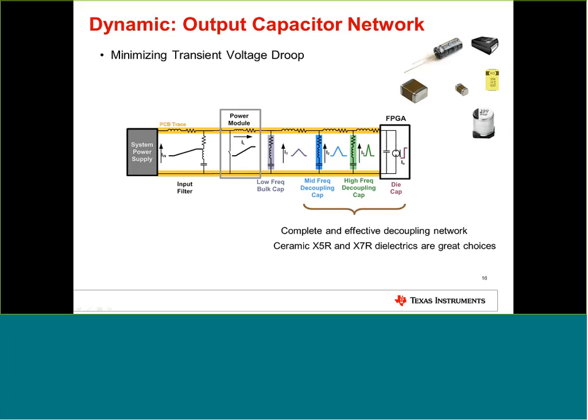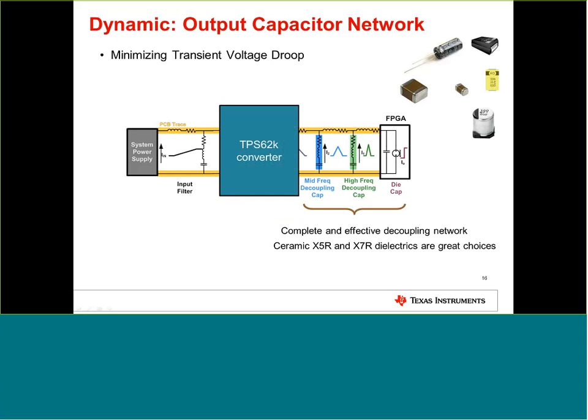If we can use a DC-DC converter for this FPGA power rail from, for example, the TPS62K family of TI, then normally we don't need the big bulk capacitance anymore, because these devices have a very, very fast bandwidth. Normally we only need small, mid and high frequency decoupling caps on the output of the converter. And this of course saves space and also the cost of these big bulk capacitors.